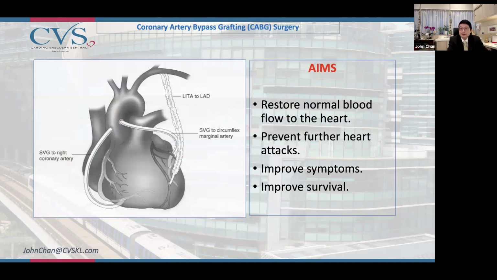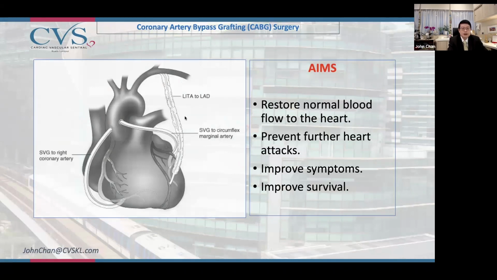For more extensive disease, bypass surgery may be suitable. Essentially, bypass surgery is like building a new highway to bypass all the old roads. So, for example, this is the coronary artery, and in this case, there are a lot of narrowings and blockages involving this blood vessel of the heart, and also involving this blood vessel, and also involving this blood vessel. So if there's a lot of coronary disease involving multiple vessels, then bypass surgery is a better option.